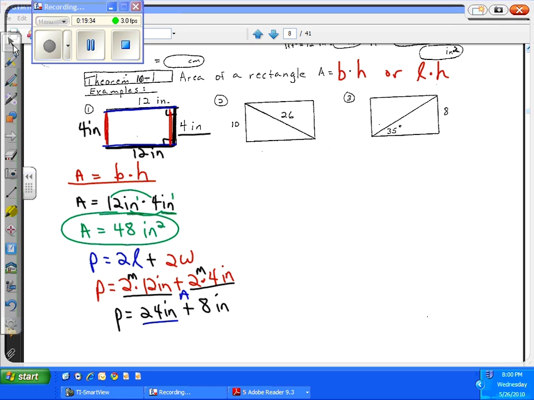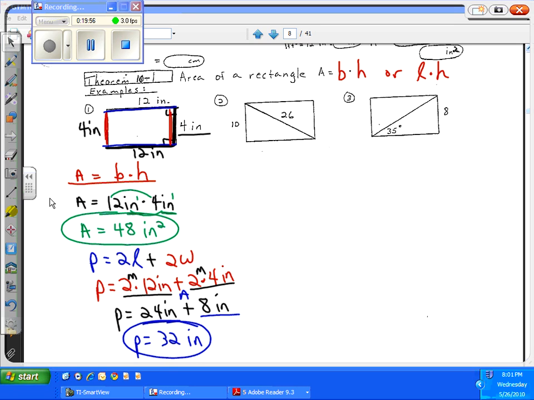Now I'm going to add. To add, they must be like terms. Those are like terms with the name inches. When you add or subtract, the name stays the same, inches. We don't make it inches squared. When you add, the name stays the same, inches. 24 inches plus 8 inches is 32 inches. So the perimeter is 32 inches.